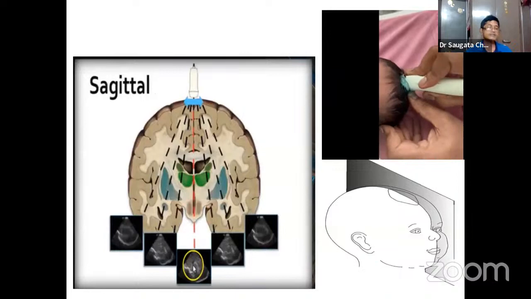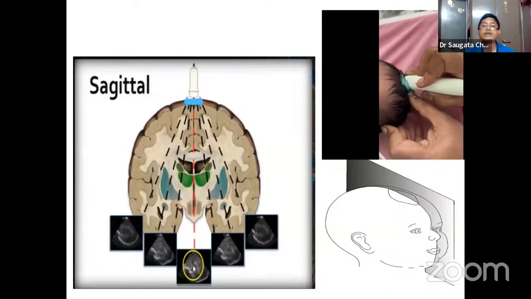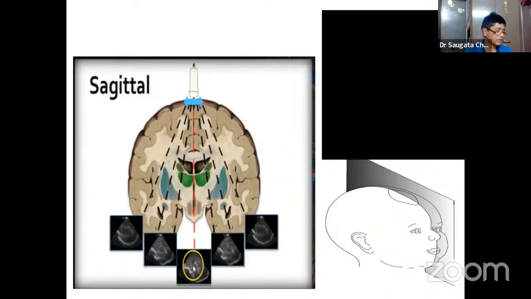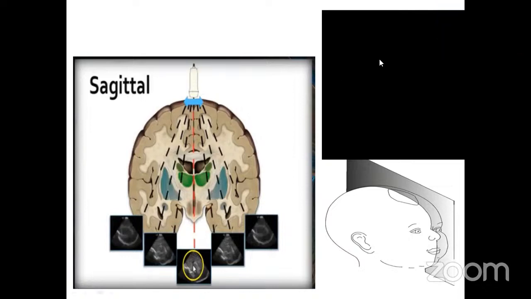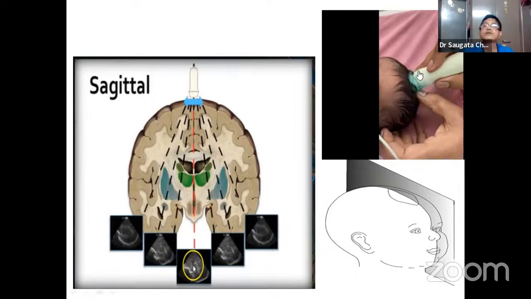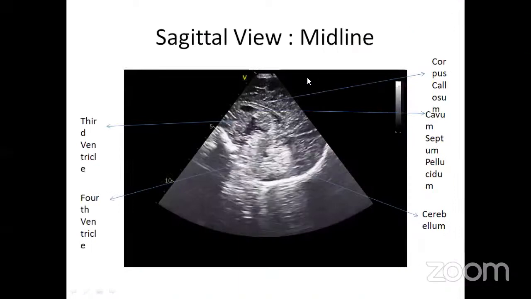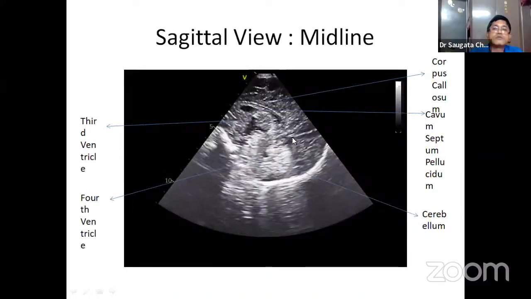Next, now comes the sagittal view. This is the sagittal view, with the probe pointing towards anteriorly. The indicator is at anteriorly. This sagittal view is called the lady in dress view.